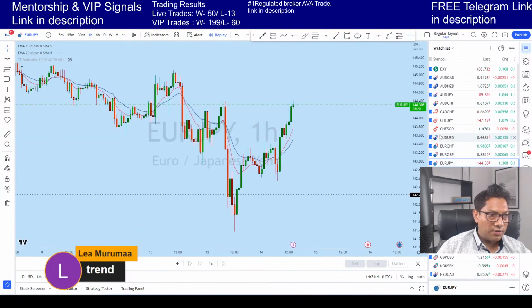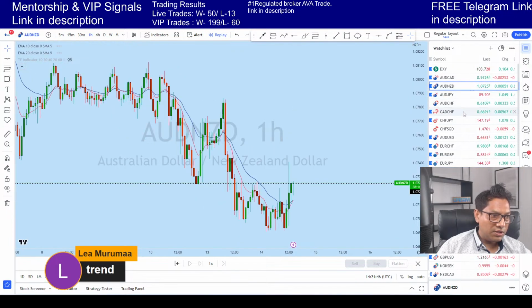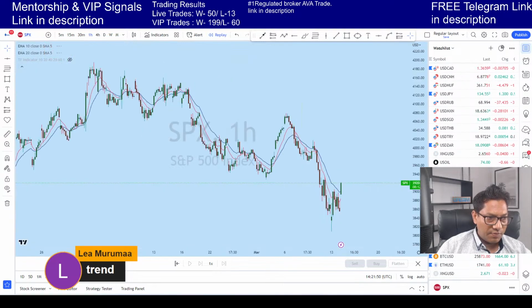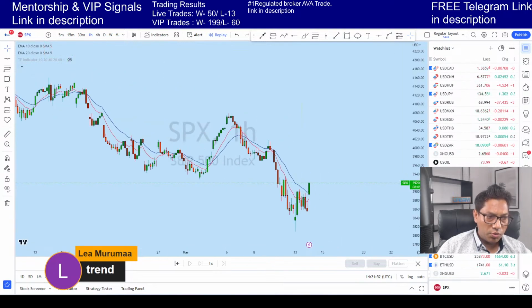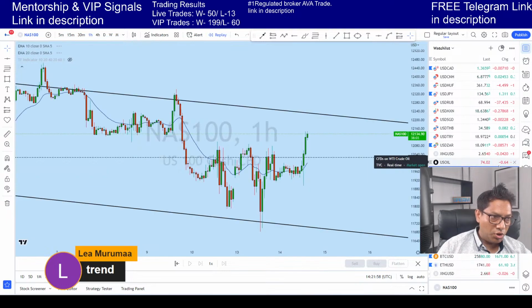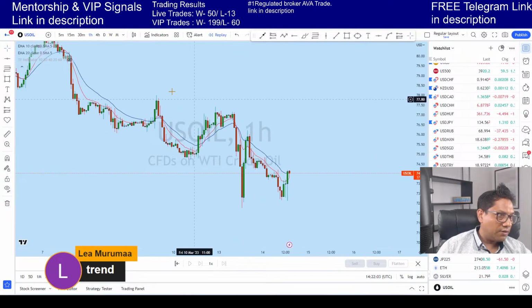So let's look now at what we can do on USDNZD. Let me look at all of them, guys. S&P 500, we see that bullish move. S&P 500, US30, all are slowly showing a bullish move. US oil is also showing that.